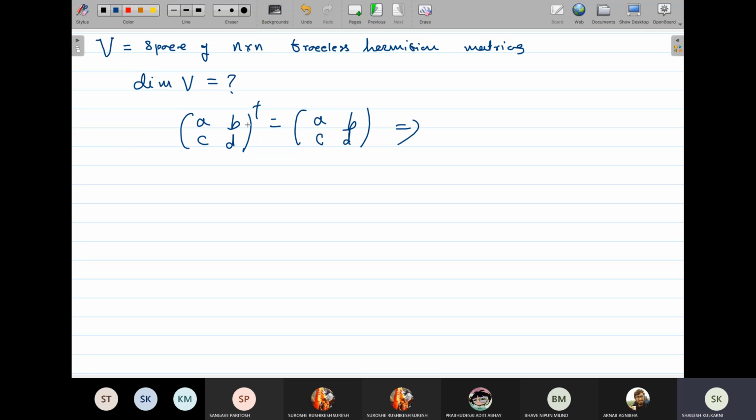Suppose I have a space of Hermitian matrices only. So how many independent entries will this matrix have? How many independent real entries must this matrix have?